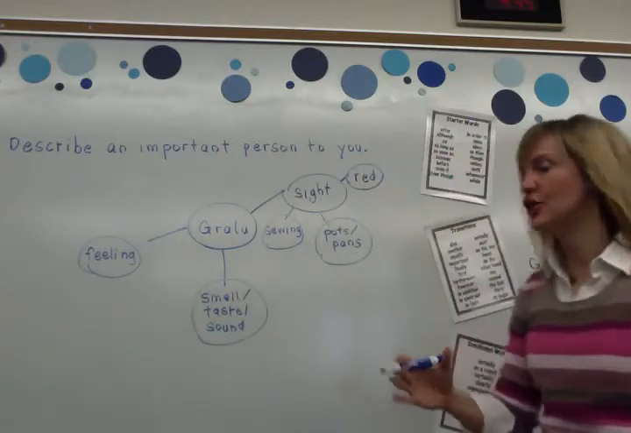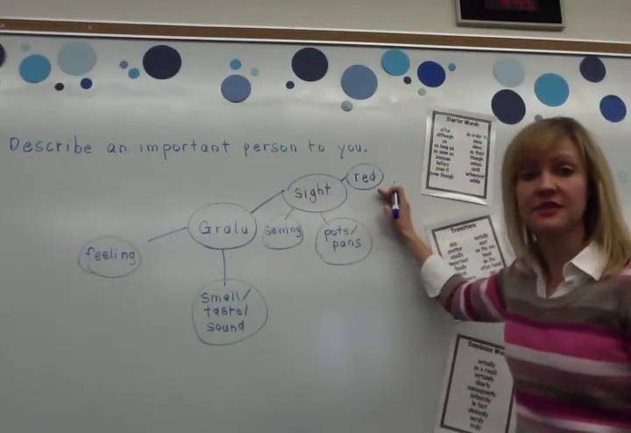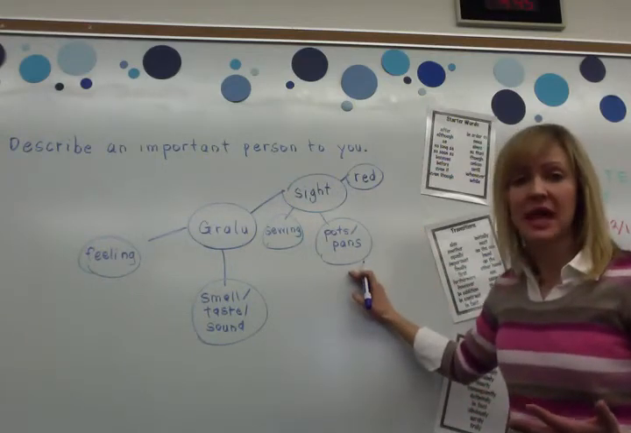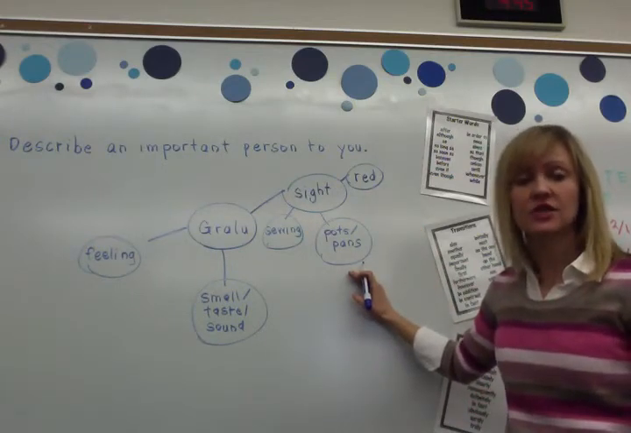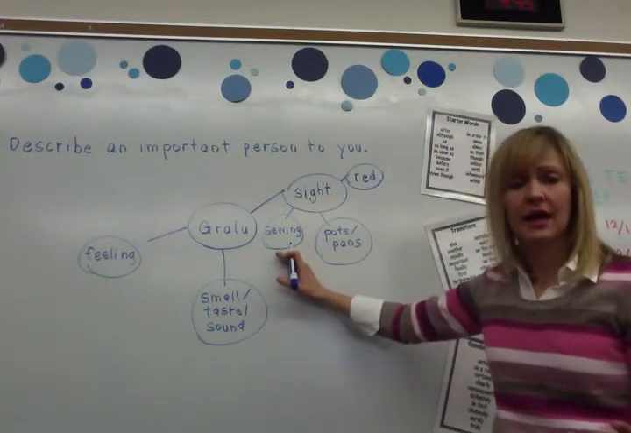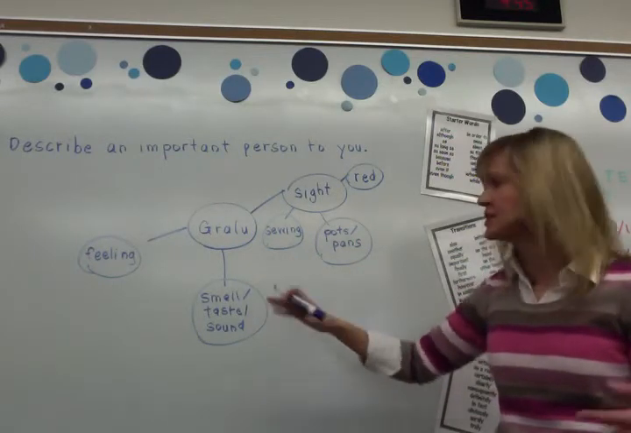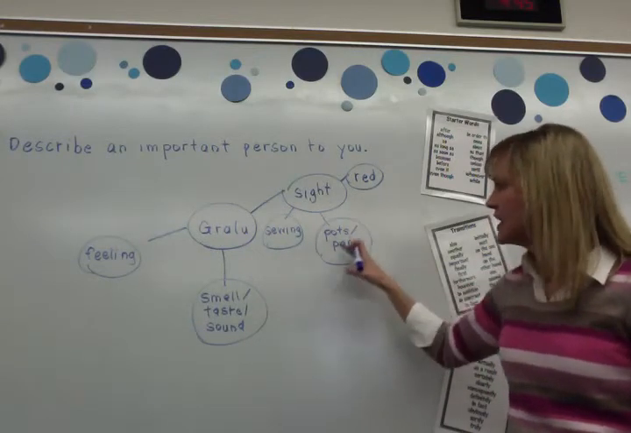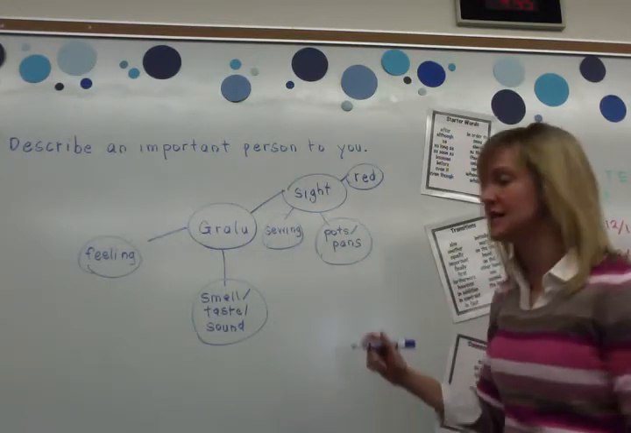For instance, I chose the color red because it's her favorite color. It always reminds me of my grandmother. I chose pots and pans because she's always cooking, so that reminds me of my grandmother. I chose sewing, little bits, things that are related to sewing because she's always sewing some project. Now remember, off of these, you need to also include details.